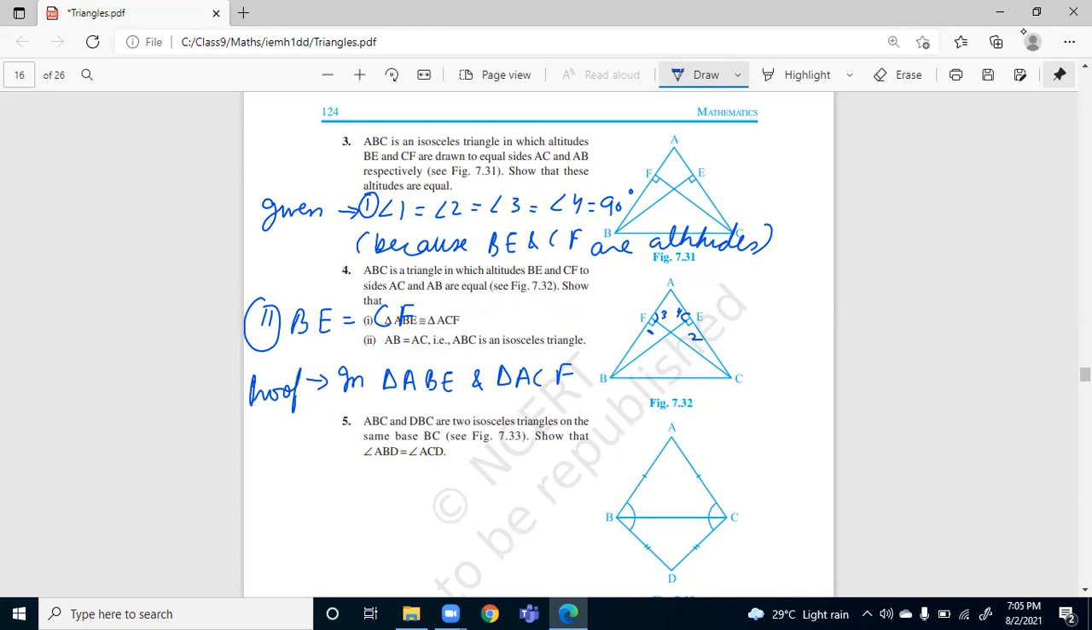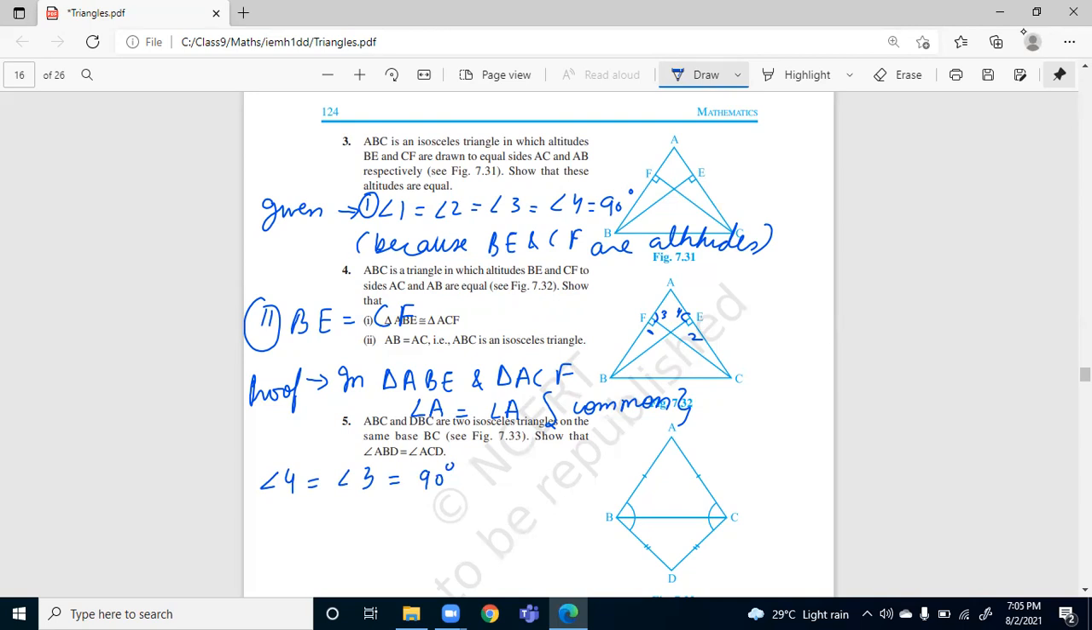Now angle A is common in both the triangles. In ABE and ACF, there is angle A which is common in both. So I can write angle A is equal to angle A. I can mention it as common. Now you can write angle 4 is equal to angle 3. Angle 4 is in ABE, this angle, and angle 3 is in ACF. Both are 90 degrees. So definitely angle 4 and angle 3 are equal.